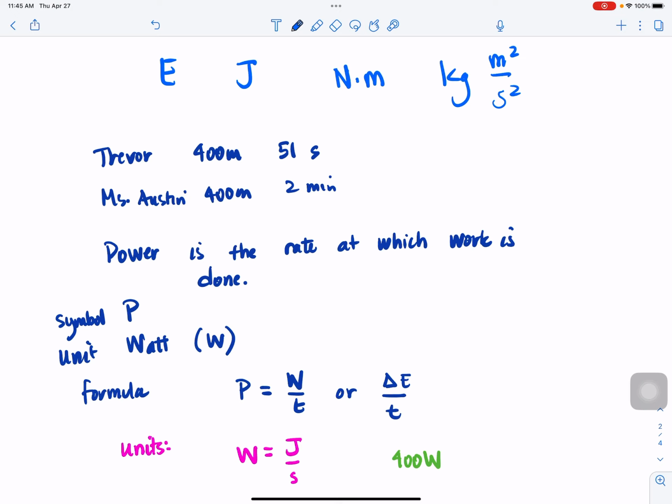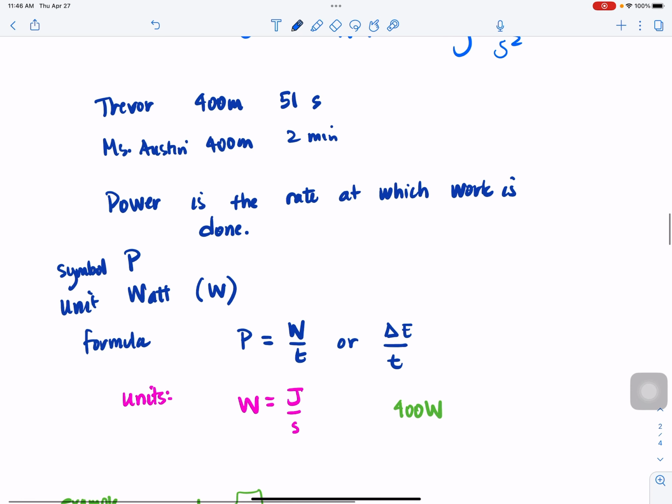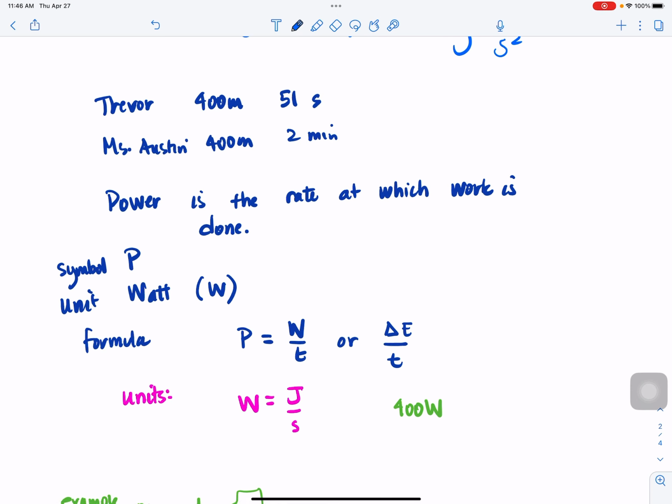So I want to talk about what power is. It is the rate at which work is done. So I want to give you an example. It's not exactly perfect, but it will give you the idea.